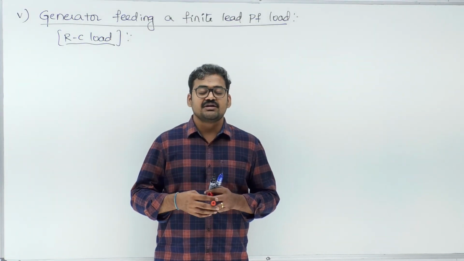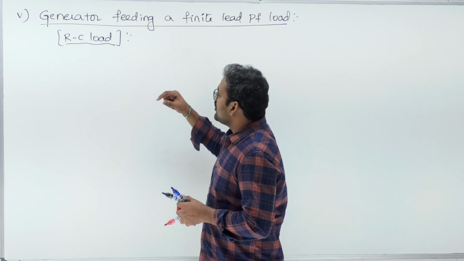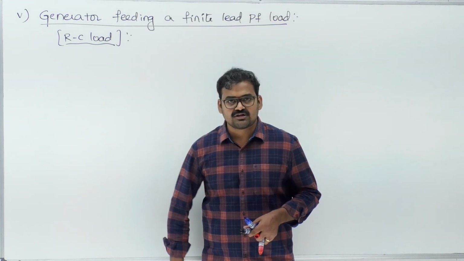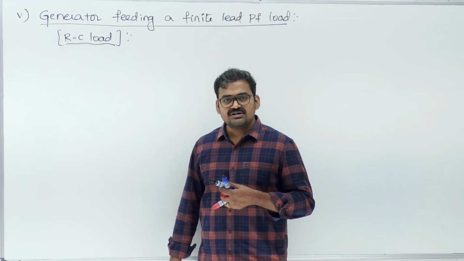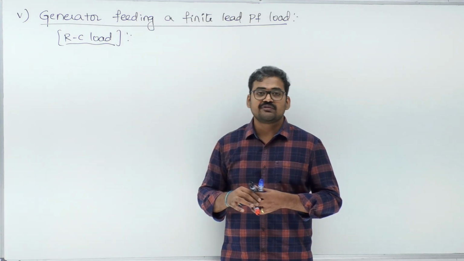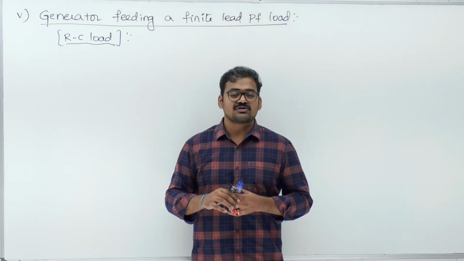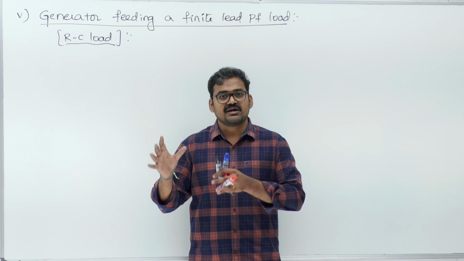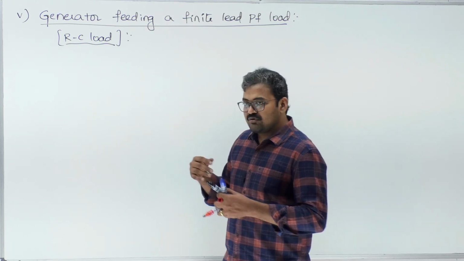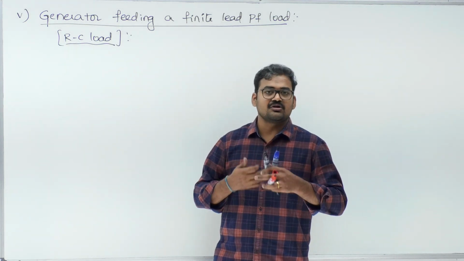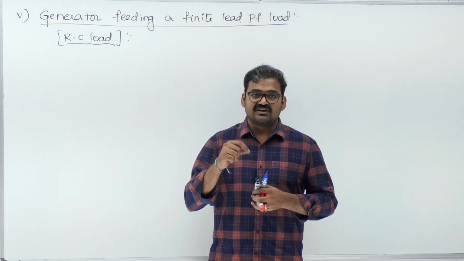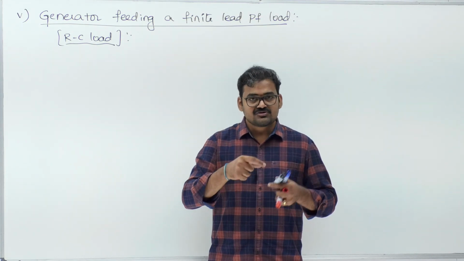Alright, now the last case in armature reaction discussion is, what will be the nature of armature reaction when a generator is feeding a finite leading power factor load? Finite leading power factor load means, example is RC load. One of the practical examples is synchronous condenser. An overexcited synchronous motor is known as a synchronous condenser, and a synchronous condenser will be operated at leading power factor. Okay, so let us try to draw the phasor diagram. I hope you have enough idea so that you can draw the phasor diagram on your own. If you are watching this video, pause the video, try to draw the phasor diagram on your own, and then resume the video. Just check yourself.